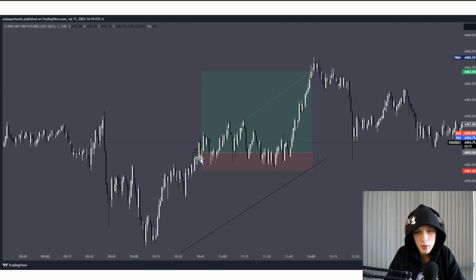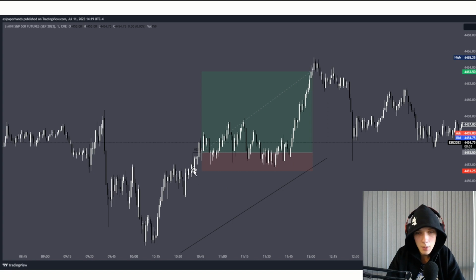However, I personally entered off this fair value gap right here, but you probably would have tried to enter off this order block. As you can see, it touches it twice before it actually displaces upwards. So you could have entered like here, maybe here in this consolidation phase right here. But this consolidation right here is just getting people inside of the market. But I entered off this small fair value gap over there, that one right there.